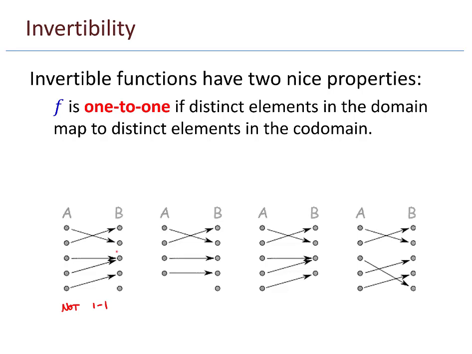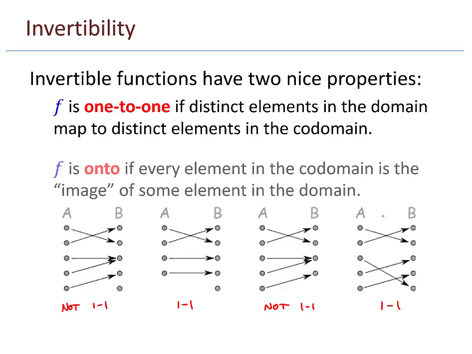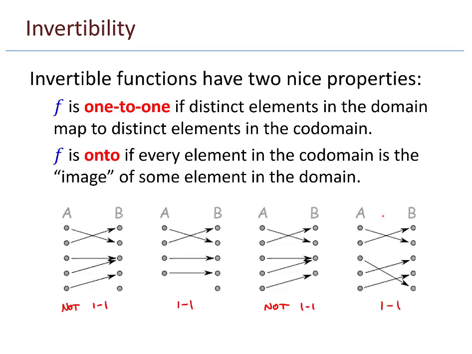How about the second case? Oh, it is. So that is one-to-one. Third case, no, we have a bad situation there, so not one-to-one. And in the last example, yes, that is good. That is one-to-one. Any pair of distinct elements in my domain gets mapped onto distinct elements in my codomain. That's one-to-one.